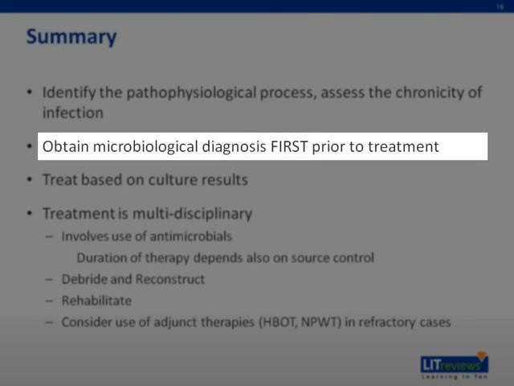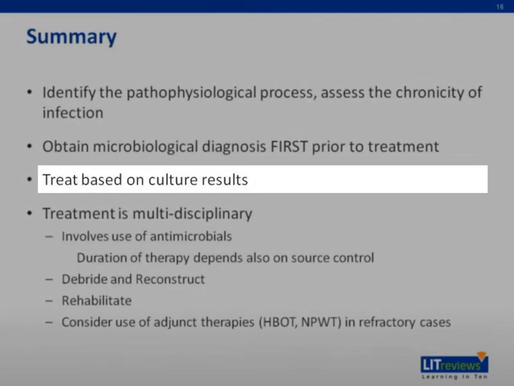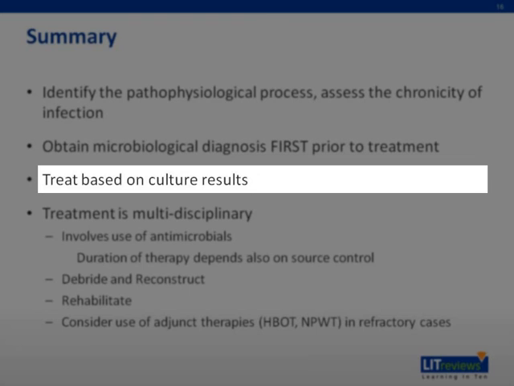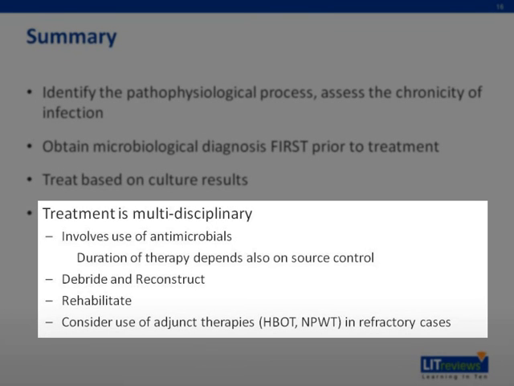It involves the use of antimicrobial agents. The duration of therapy depends on source control and how well we have cleared the infection. It is important to debride and reconstruct the affected bone, to rehabilitate the patient, and in cases where there are refractory infections, consider the use of adjunct therapies, for example, hyperbaric oxygen and negative pressure dressing in such patients.